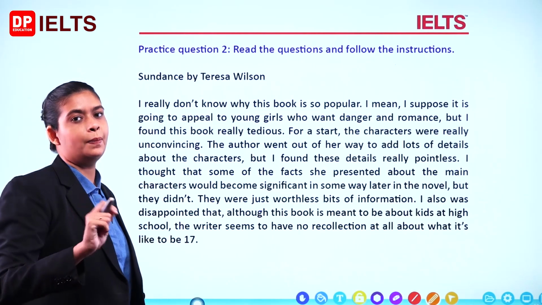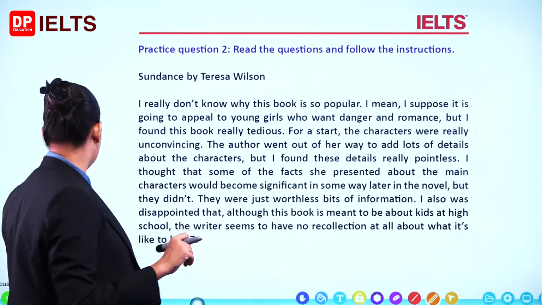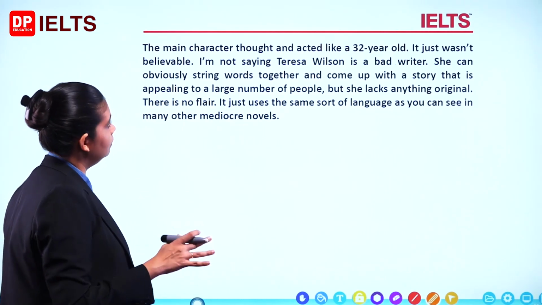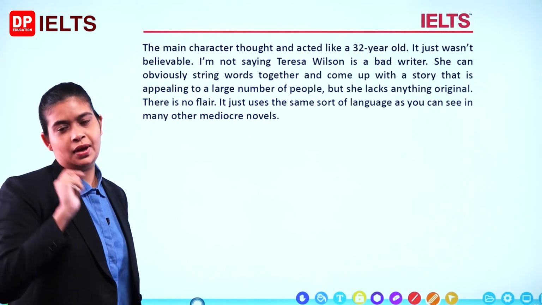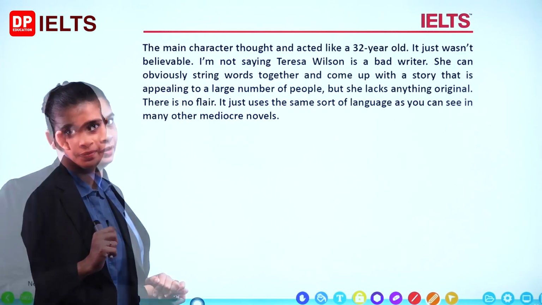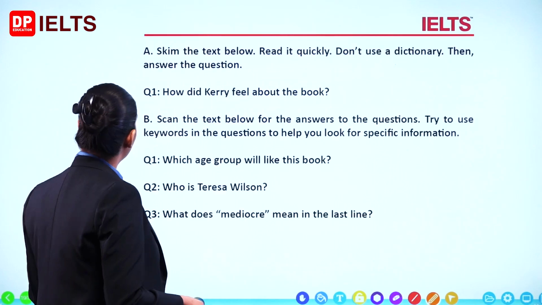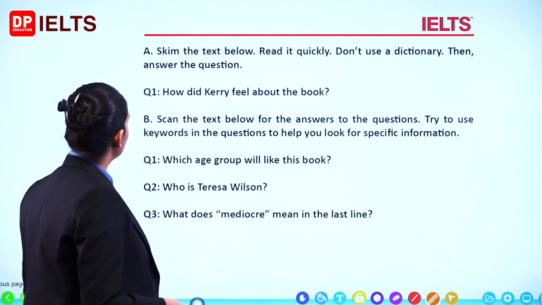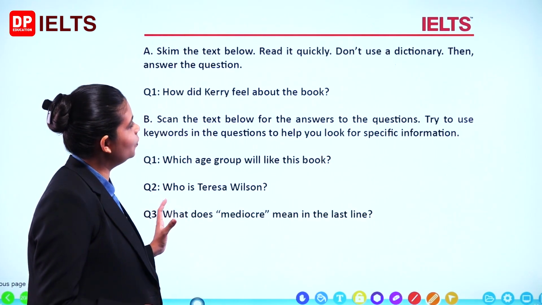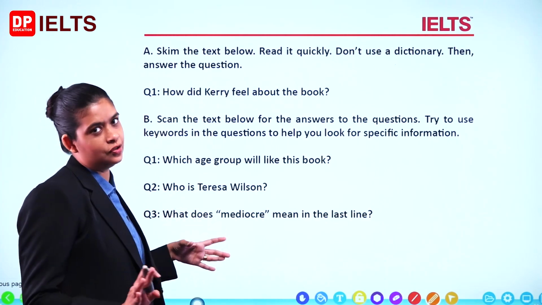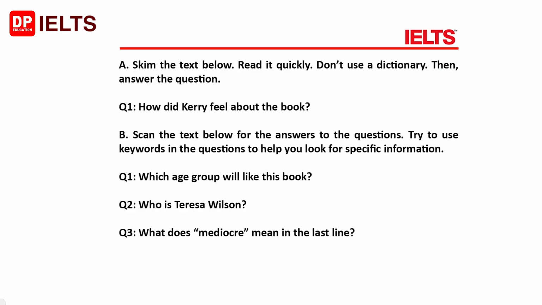Go up and down, that means this side to this side, and then read it through and find the answer. You have about 2 minutes to do so. Right, so I hope you would have found the answer. So what's the first question? Skim the text below, read it quickly, and you shouldn't have used the dictionary. How did Kerry feel about the book?